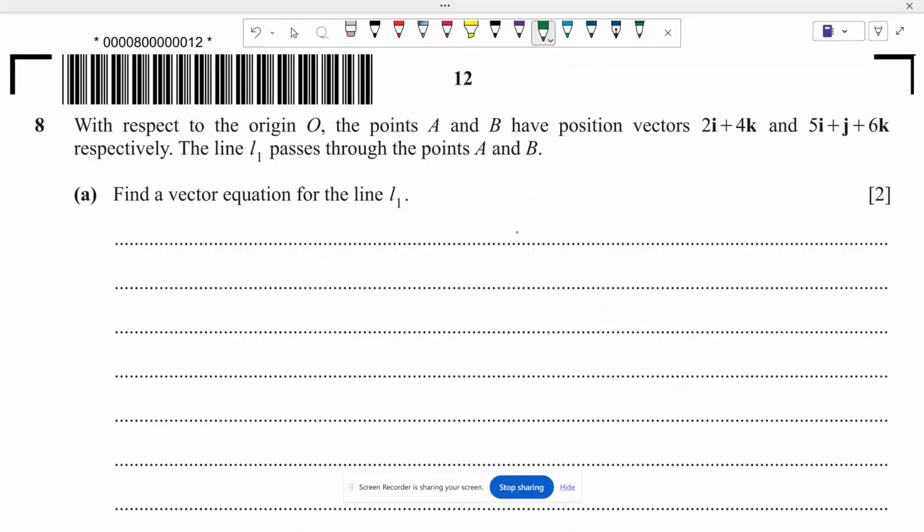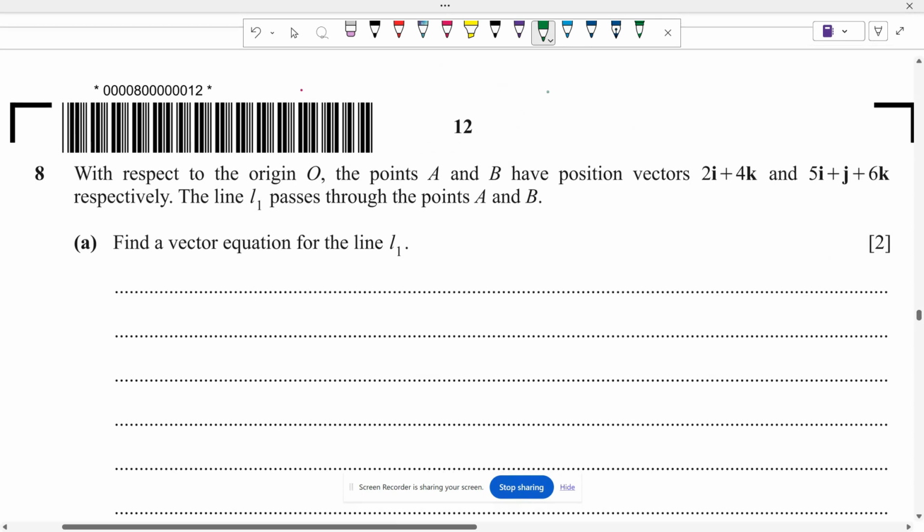We are going to start question number 8. With respect to the origin, the points A and B have position vectors 2i plus 4k and 5i plus j plus 6k respectively. The line L1 passes through the points A and B. Find the vector equation for the line L1.